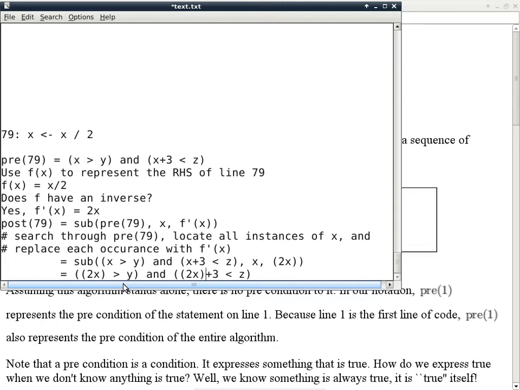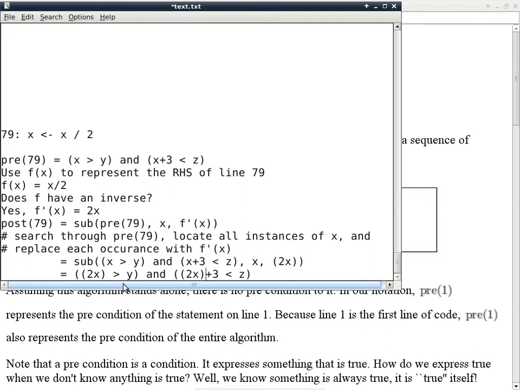So this is a fairly straightforward and mechanical way to deal with assignment statements like line 79. The most difficult part of this is to answer the question, seen as a function of the assignment statement, does the right-hand side have an inverse function? That's the most difficult part, is to find the inverse function. Are we doing okay so far with this? Does it work though? Is it working the way it's supposed to?